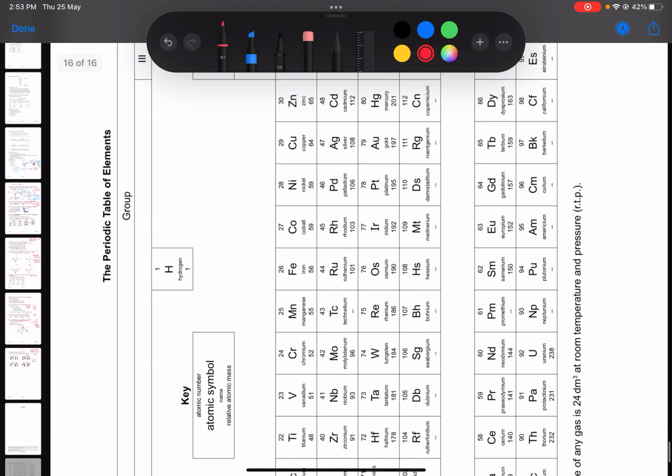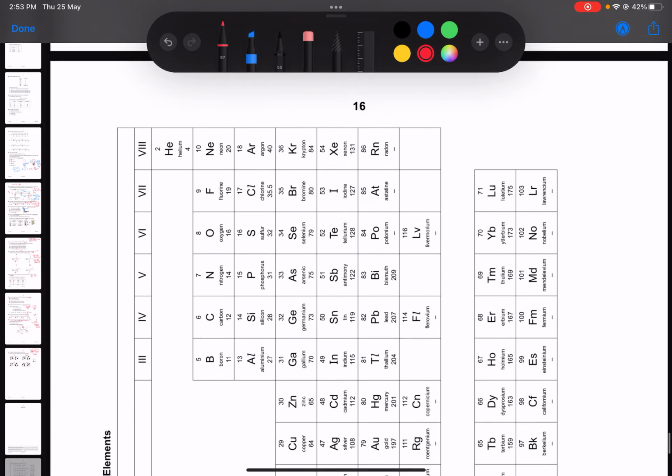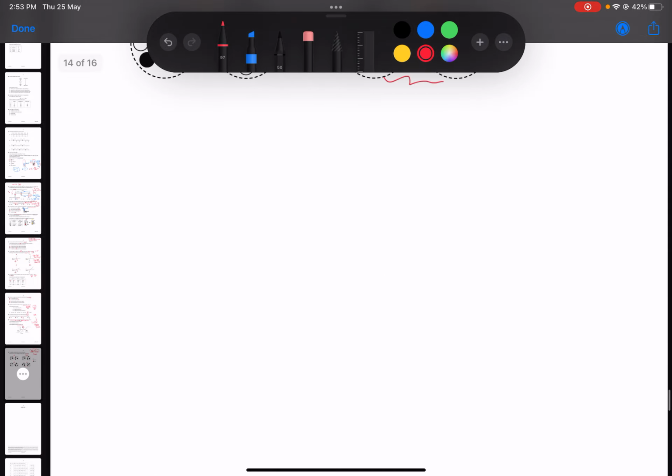But here, they provide us this all the time. Probably you need this for chemistry. We don't need it.